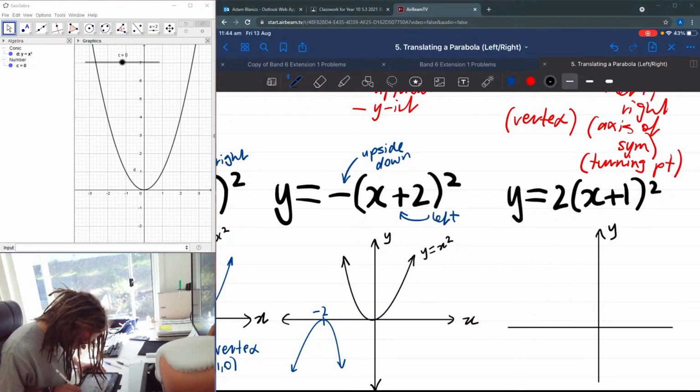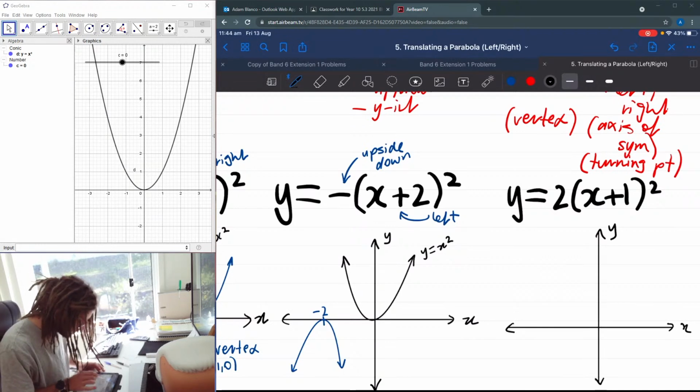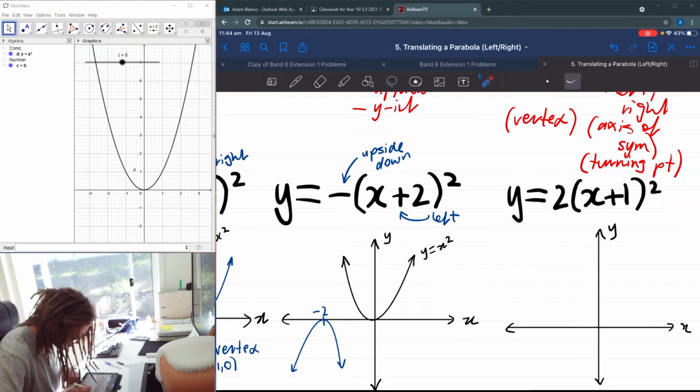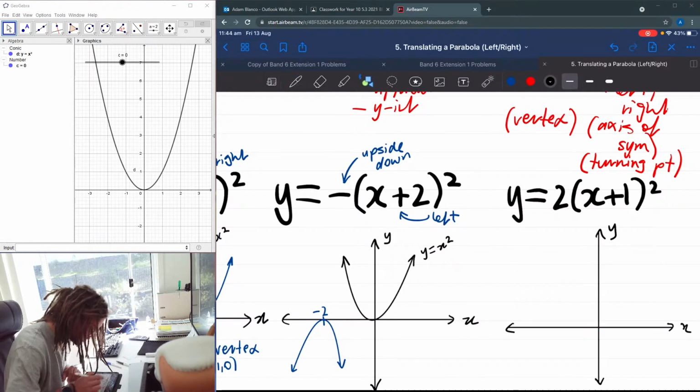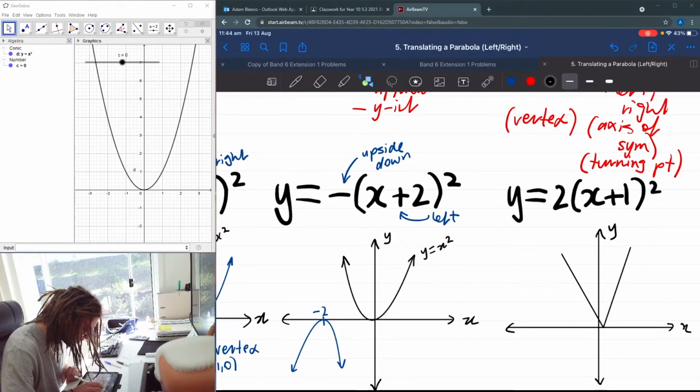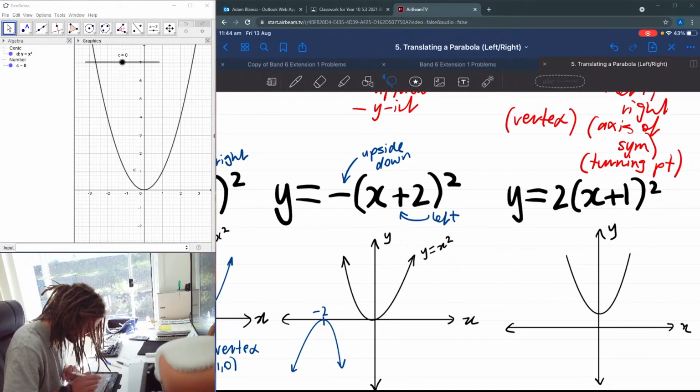Terrible. Y, X. This isn't even... Oh well, that's going to trigger me. Anyway, I'm not going to draw the original this time, but the original is going to look like this, right? That's x squared. Now, actually, let's draw the original because I'm going to need it every time. There we go.